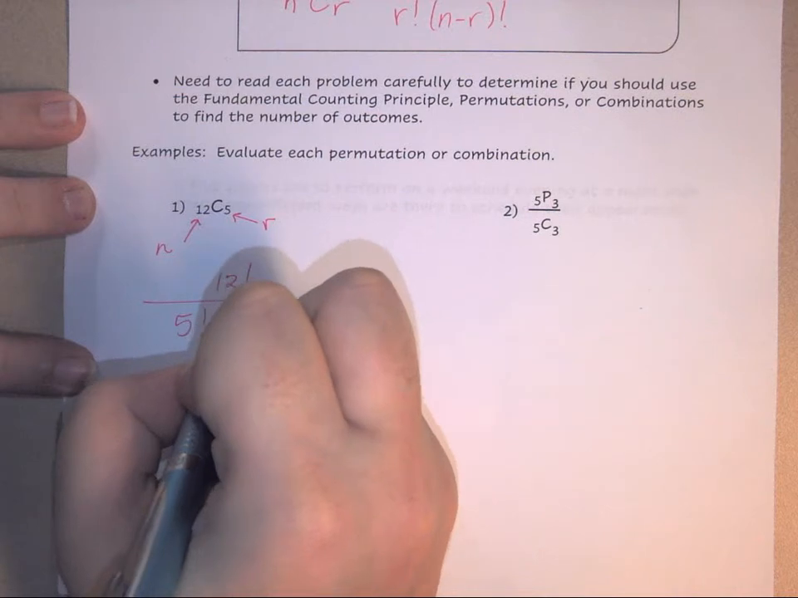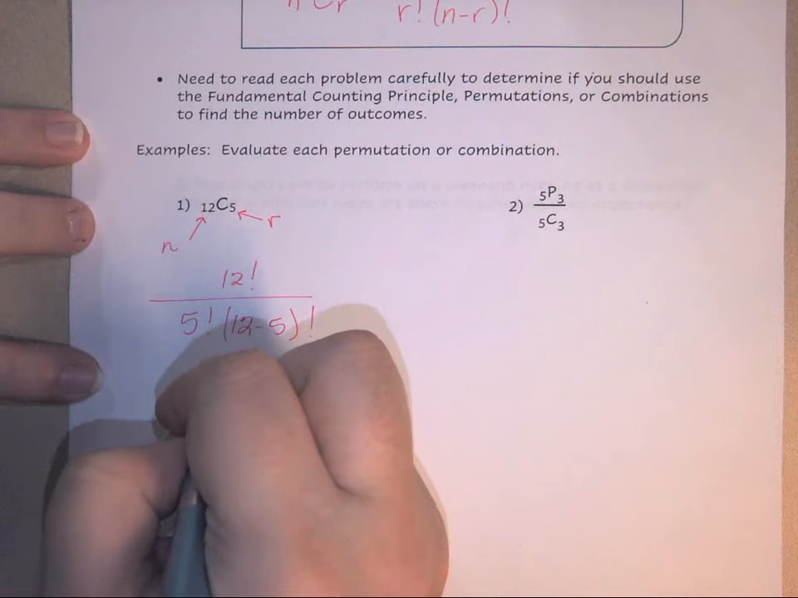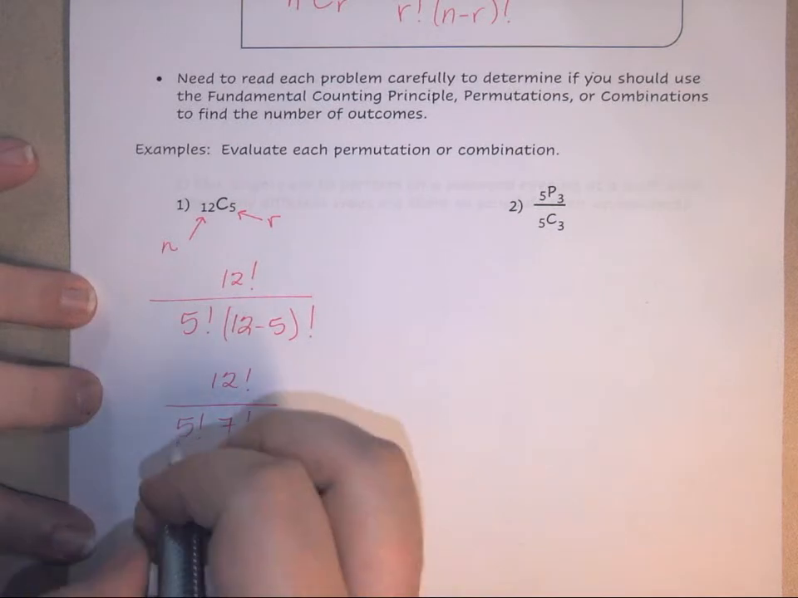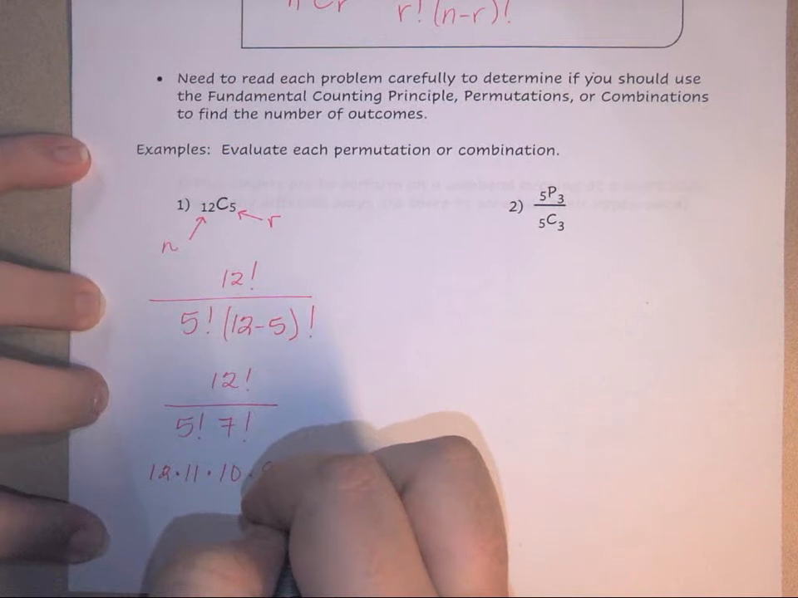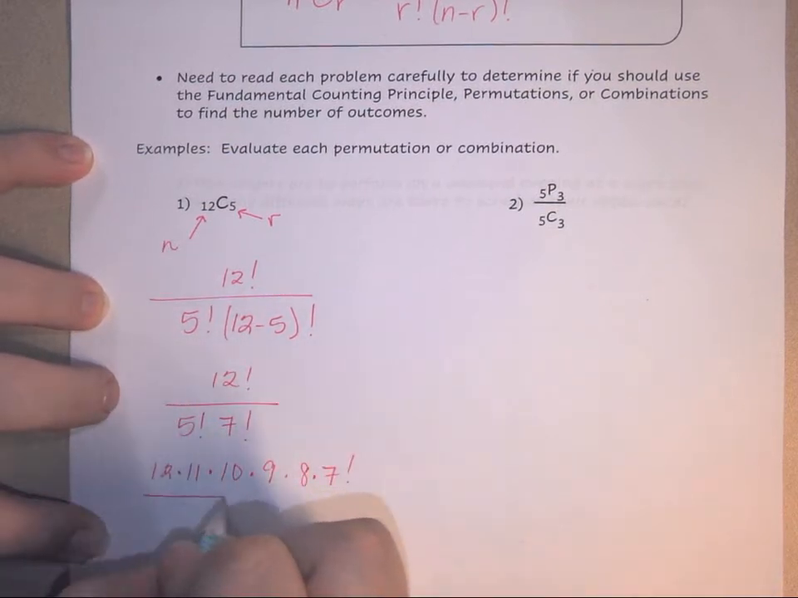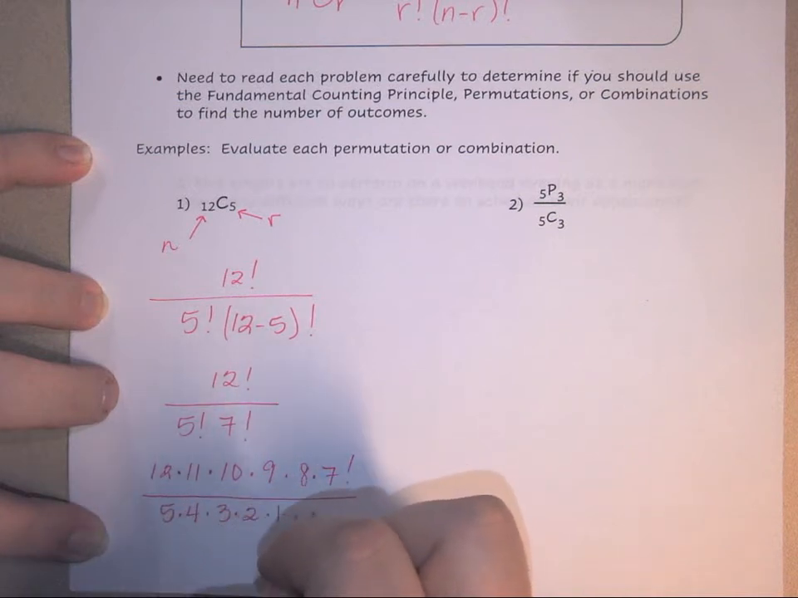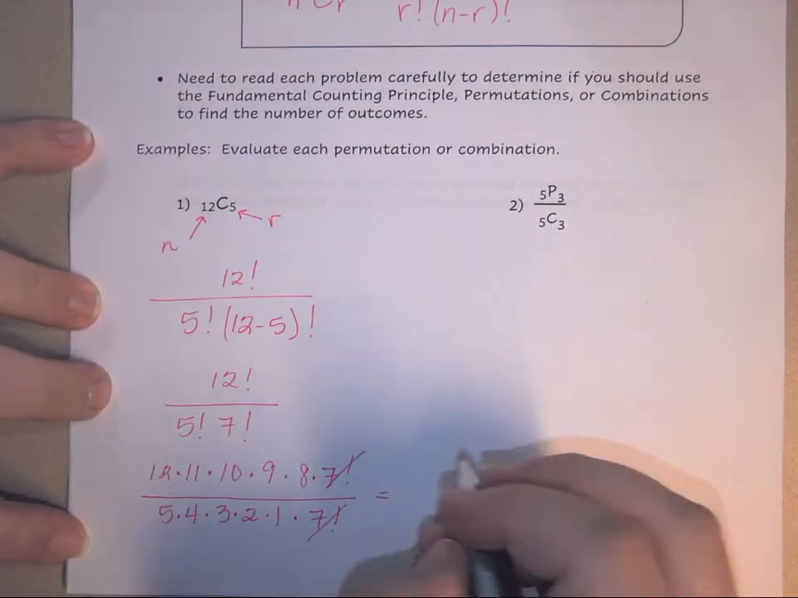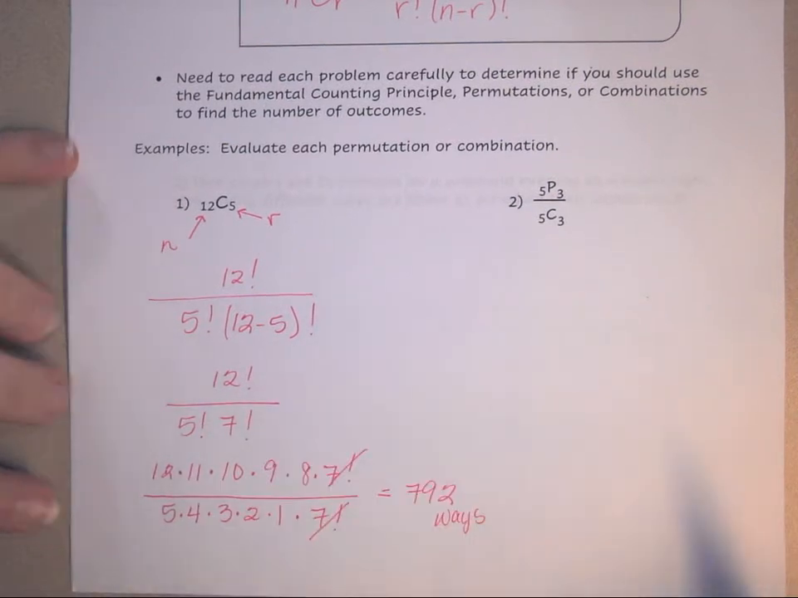So for the first one, I've got a couple examples. Here we're looking at 12 choose 5. So this 12 is going to be my n, and my 5 is going to be the r. I would put things into my formula the way they're meant to be. So this would be 12 factorial over 5 factorial times (12 minus 5) factorial. And from here you would simply reduce that down or solve it. So in this case we would have 12 factorial over 5 factorial, 7 factorial.